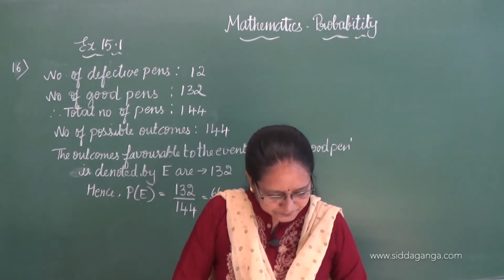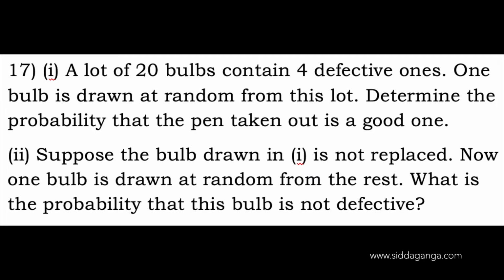17th one. A lot of 20 bulbs contain 4 defective ones. One bulb is drawn at random from the lot. What is the probability that this bulb is defective? Suppose the bulb drawn in the first one is not defective and it is not replaced. Now, one bulb is drawn at random from the rest. What is the probability that this bulb is not defective?